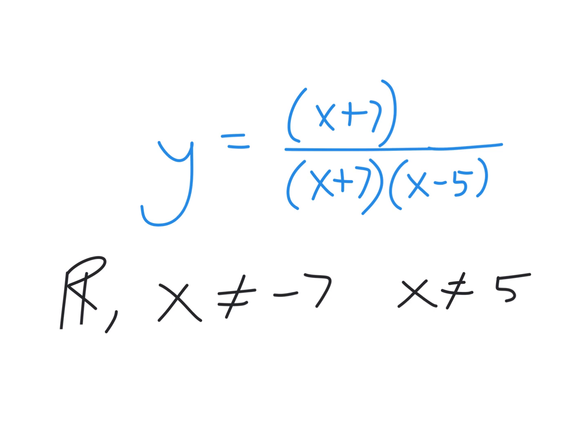Would you please label this one as a hole? And where is the hole? -7 comma what? Don't just assume 0. No, don't just assume 0. Negative hole comma something. Or sorry, -7 comma something. And this one's the vertical asymptote.